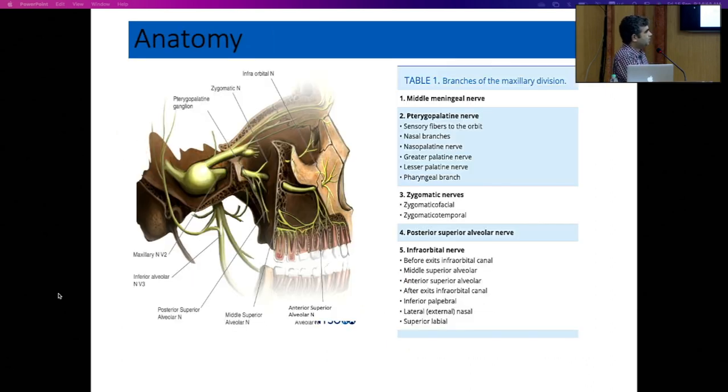So again, this is really important because in trigeminal neuralgia, if you don't know the anatomy, it may be difficult. So this is the trigeminal ganglion. Then the maxillary nerve comes through the foramen rotundum, then in the pterygopalatine fossa it gives most of its branches, like the pterygopalatine nerve, which supplies the nose and palate. Then the zygomatic nerve, which further divides into zygomaticofacial and zygomaticotemporal. Then it gives the posterior superior alveolar nerve, and the infraorbital nerve, which travels through the inferior orbital fissure and comes out of the infraorbital foramen and gives further branches.